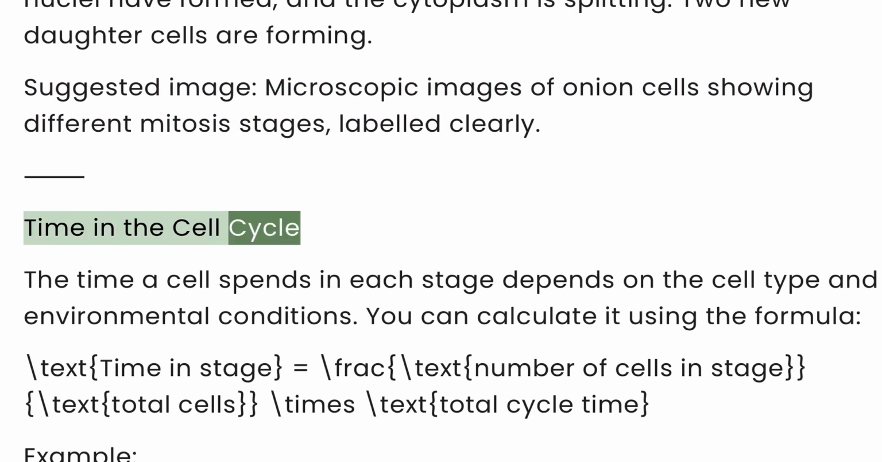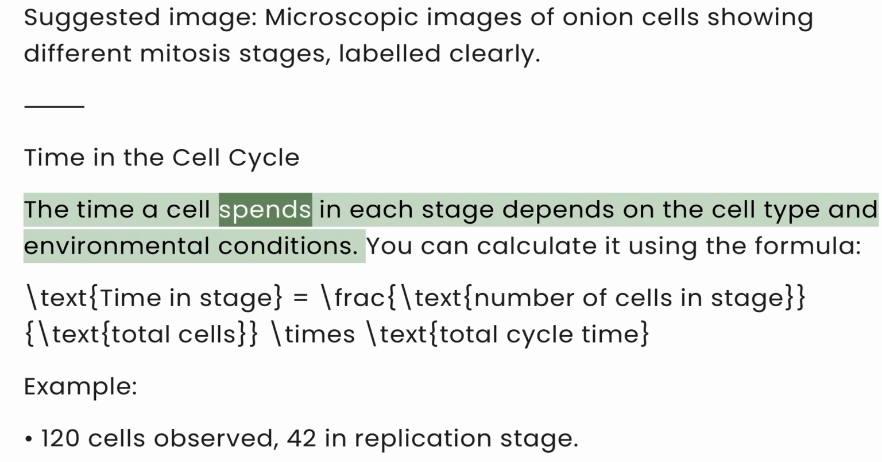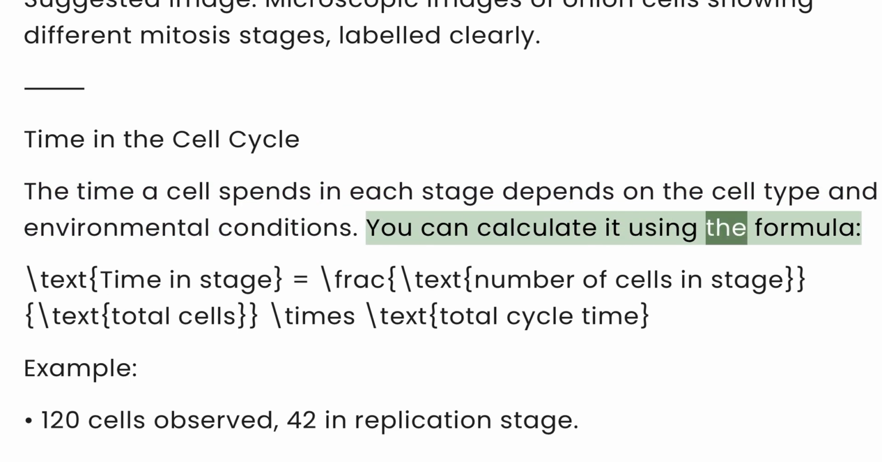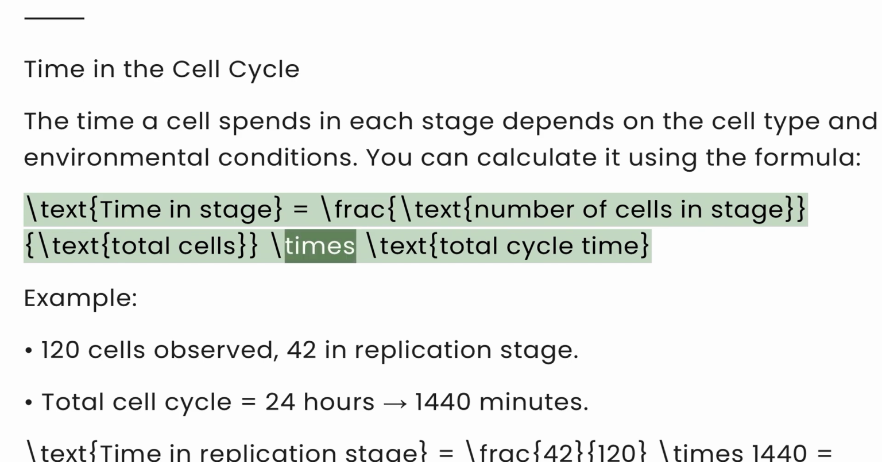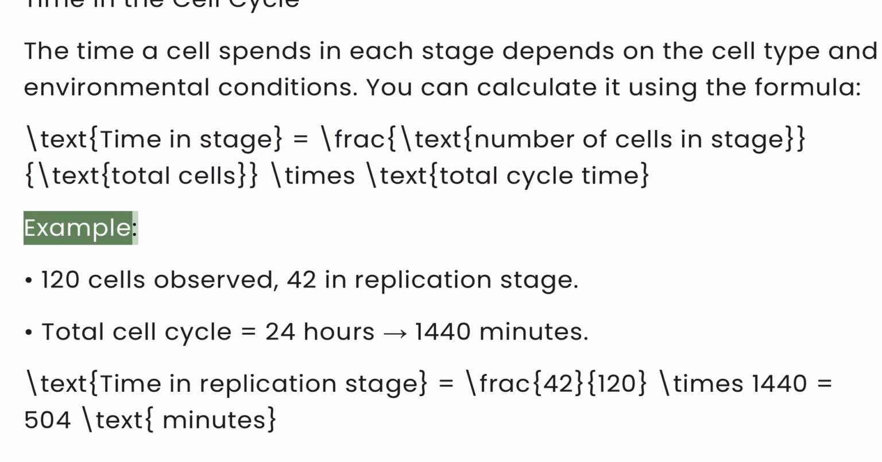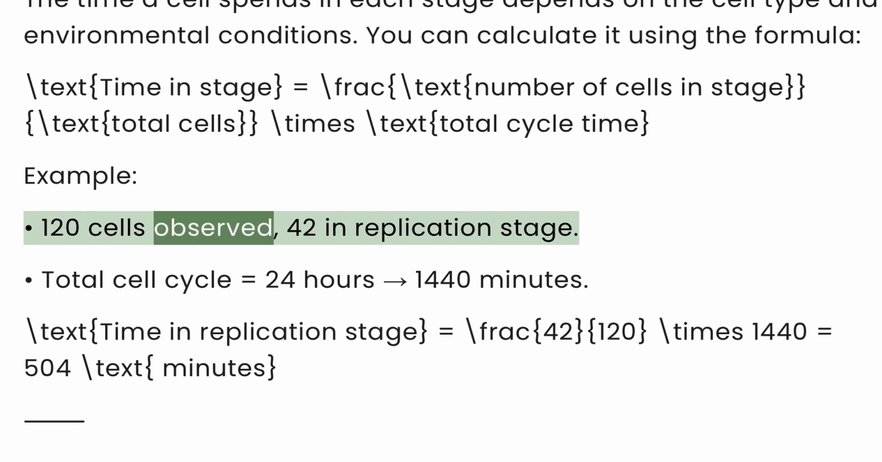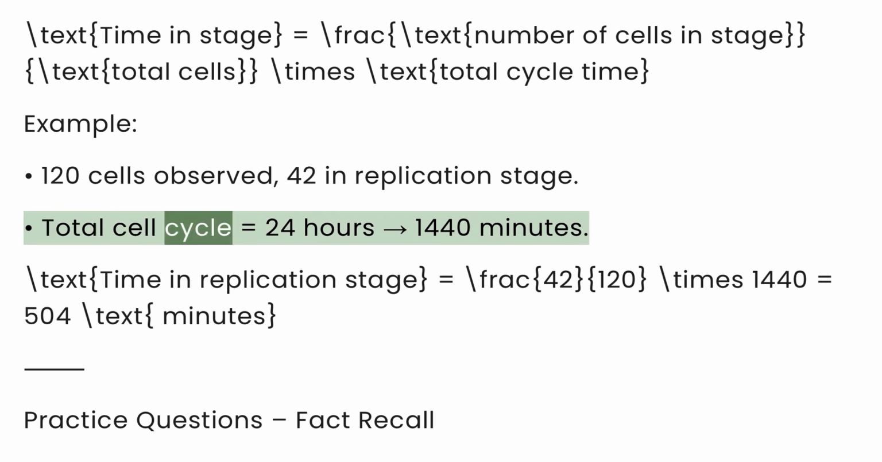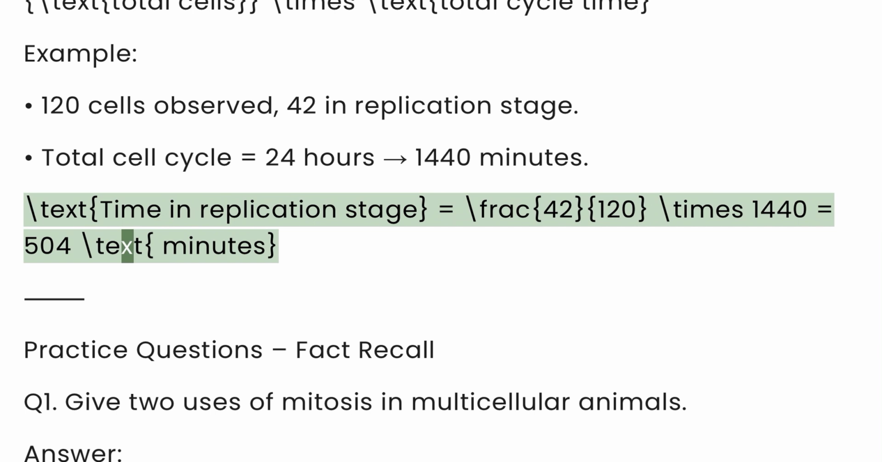Time in the cell cycle. The time a cell spends in each stage depends on the cell type and environmental conditions. You can calculate it using the formula: fraction of cells in stage times total cycle time. Example: 120 cells observed, 42 in replication stage. Total cell cycle equals 24 hours, 1440 minutes. 42/120 multiplied by 1440 equals 504 minutes.